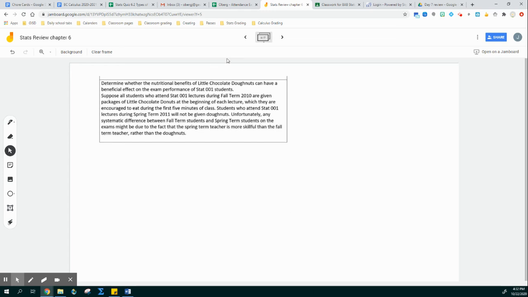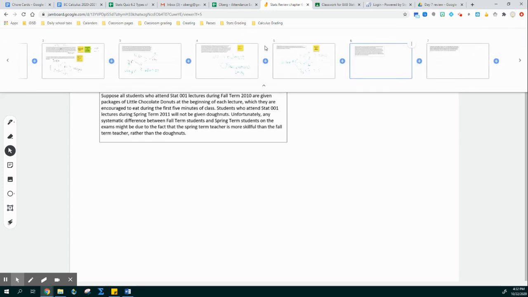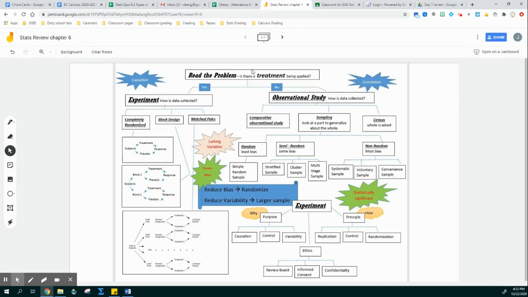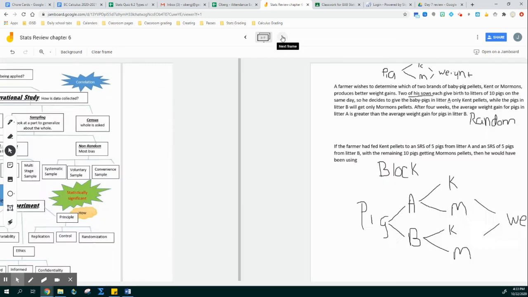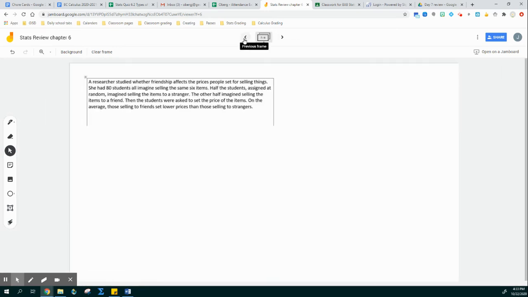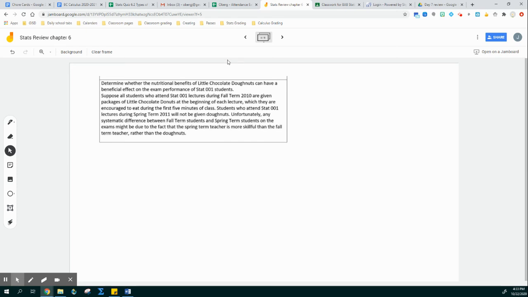Okay, so let's ask ourselves a question. Is there a treatment being applied? Yes, there is a treatment being applied. What was the treatment that was being applied? The treatment is what we're given: we are given little chocolate donuts. Okay, so this is an experiment.